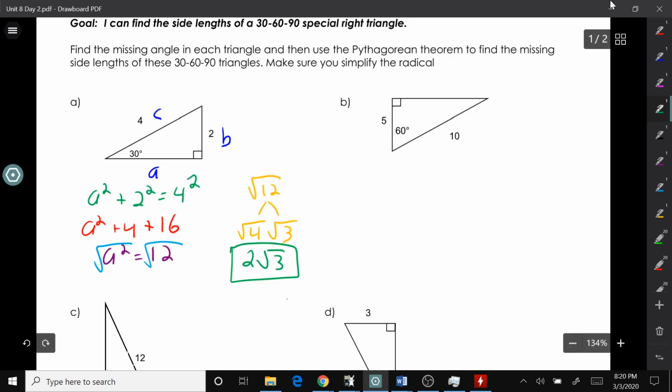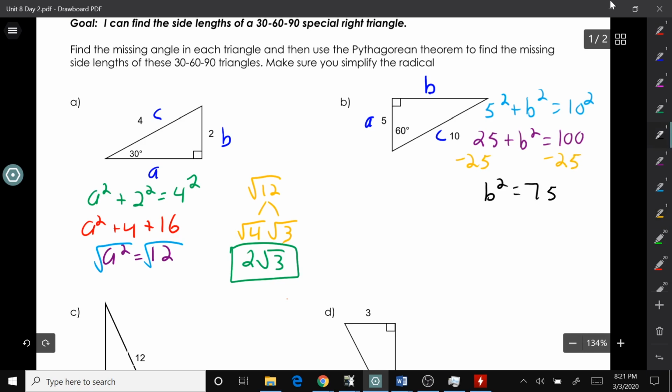Alright, let's look at letter B. A, B, C. So 5 squared plus b squared equals 10 squared. 5 squared is 25 plus b squared equals 100 because 10 squared is 100. Subtract 25 from both sides. So b squared equals 75.